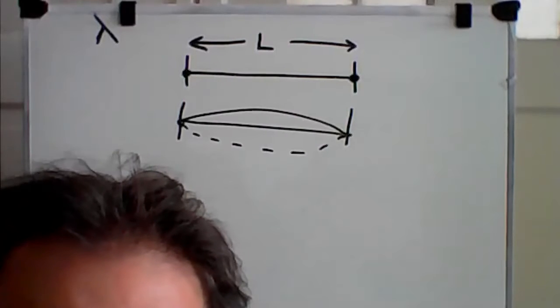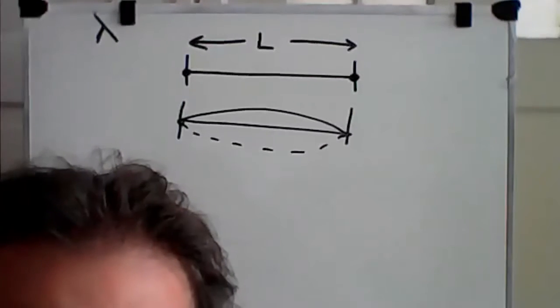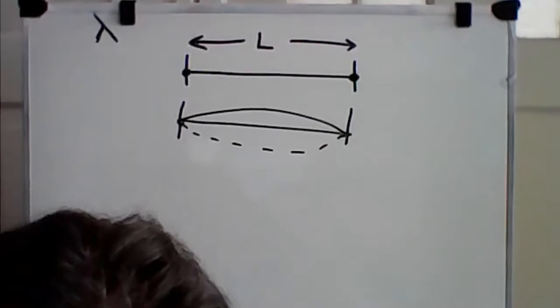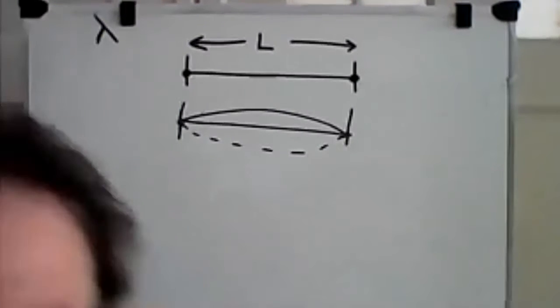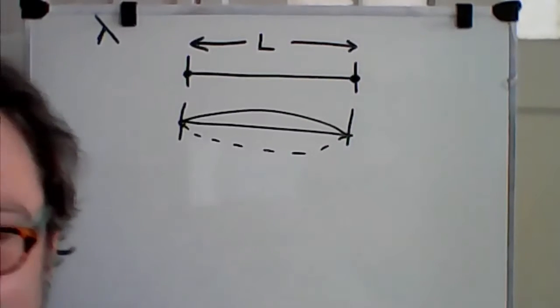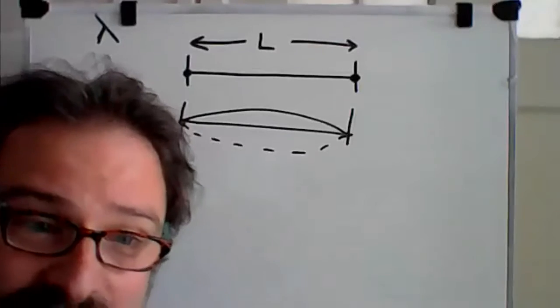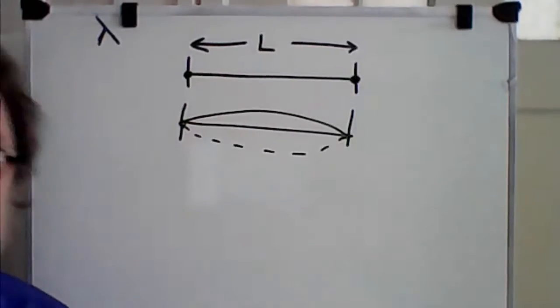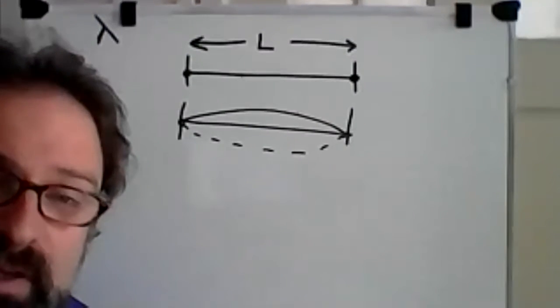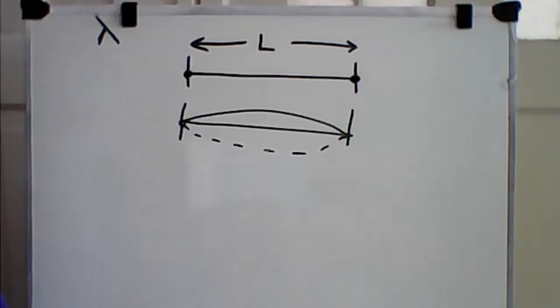Not everybody at the same time. I'll call on somebody. Ellie. Huh? Sorry, what? Okay, I'll call on somebody else. Alicia. Half. It's half a wavelength, right? So L is equal to half a wavelength. So how long is the wavelength compared to L?